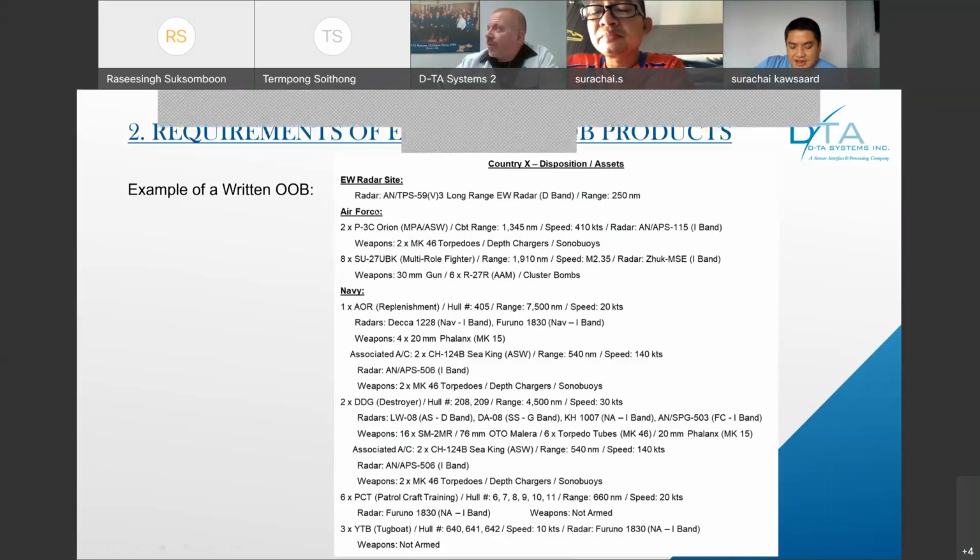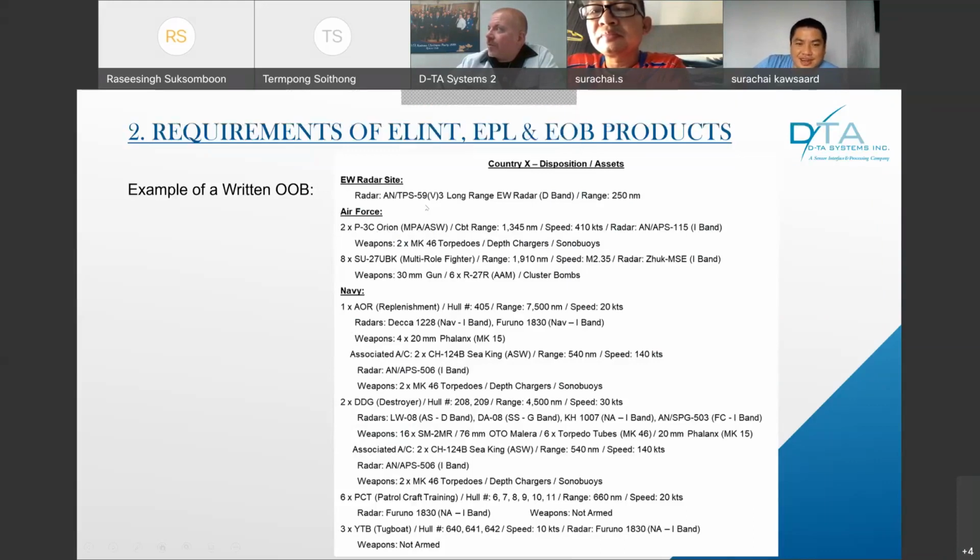So we would go into everything such as early warning radar sites, recording all types of information such as the radar itself, what the role of the radar was, so long range EW, the band, and what the range was. By doing all of this, we could then add all of this onto a map or a geographical OOB, which would then allow us to put range rings as well. I'll show you a sample of that in a little bit.